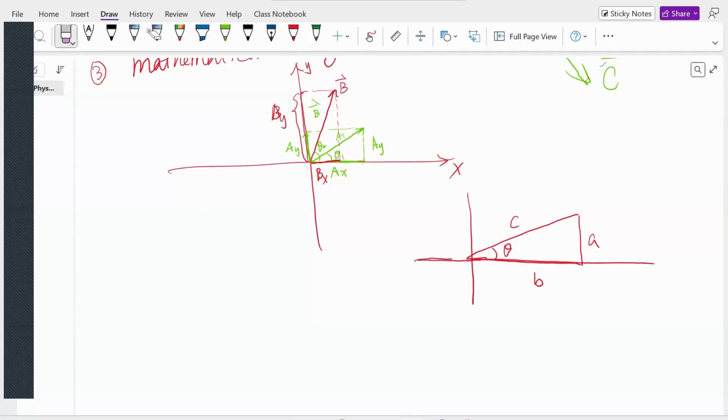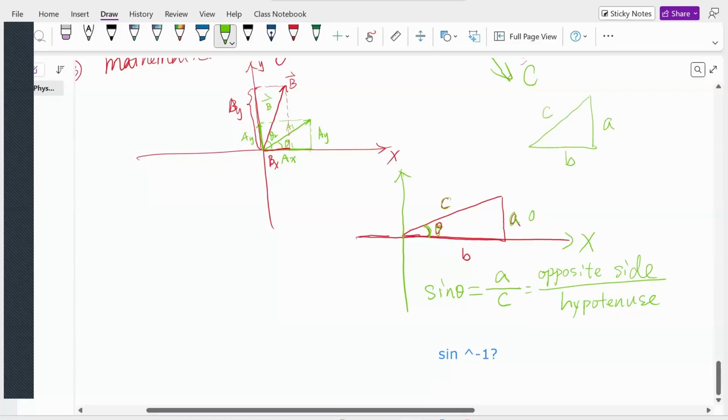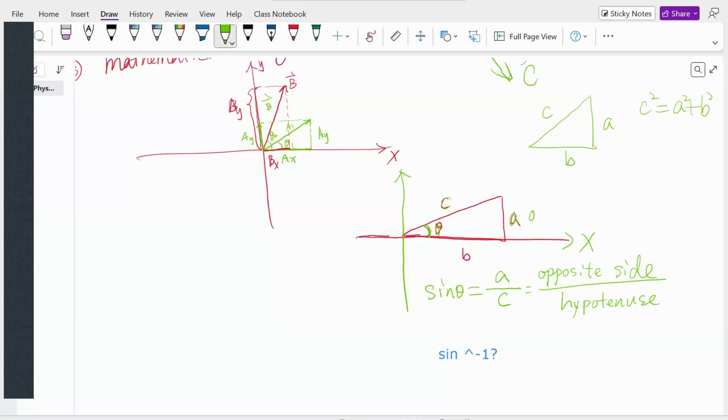So assume this is an XY coordinate system. This is X, right? And then that's angle theta. This angle theta can be any angle. So how do we define sine theta? Sine of this angle will be equal to the opposite side, which is A, over the hypotenuse. This is the hypotenuse. So this is the opposite side. For a right triangle, you know the two legs, right? This is A, this is B, this is C. Using the Pythagorean theorem, C squared equals A squared plus B squared. So opposite to hypotenuse, right?